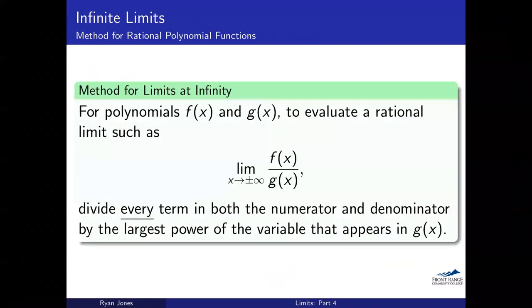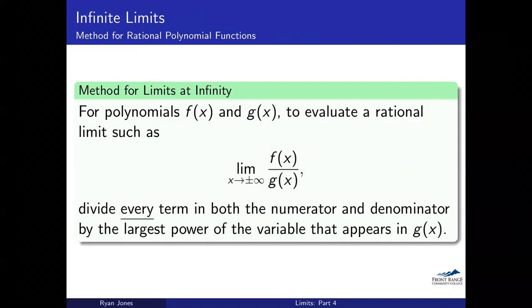Let's go ahead and talk about how to actually do these infinite limits. Most of the time when I give you an infinite limit, with either a plus or minus infinity as x approaches plus or minus infinity, I'm going to give you a rational function. It's going to be one part divided by another part, and most of the time they're going to be polynomials. So we're keeping things pretty simple here. Basically, you're going to have a polynomial divided by a polynomial every time.